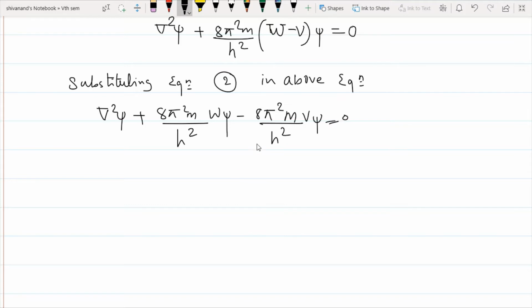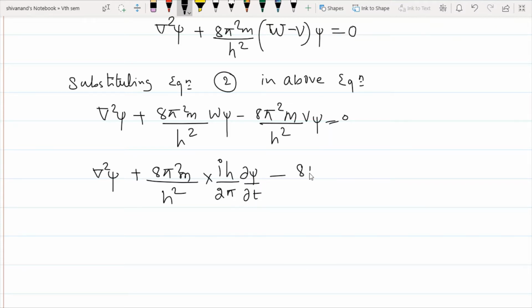So if I send the V term to that side, or if I send the W term to that side, what I get after substitution of the second equation here is del square psi plus 8 pi square m divided by h square into i h divided by 2 pi into dou psi by dou t minus 8 pi square m divided by h square into V of psi, that is equal to 0.